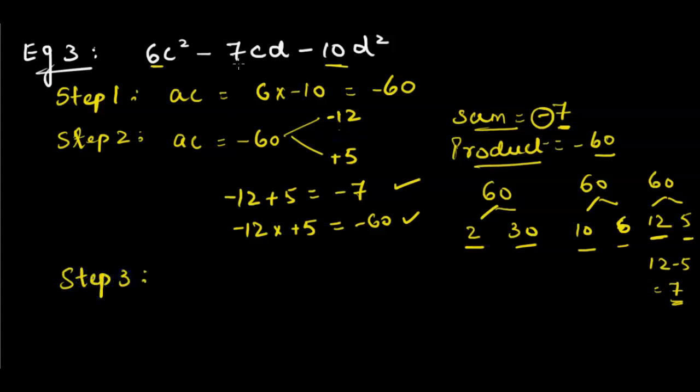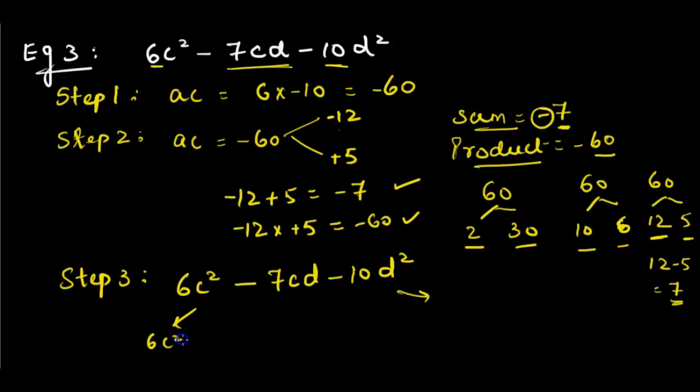Now we have to split the middle term, that is this term. So we would rewrite the question first: 6c square minus 7cd minus 10d square. First and the last terms would come as is. We have 6c square and we have a minus 10d square. The middle term, that is negative 7cd, is going to be split up into negative 12cd and positive 5cd.